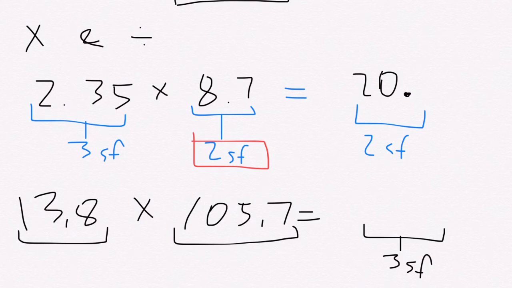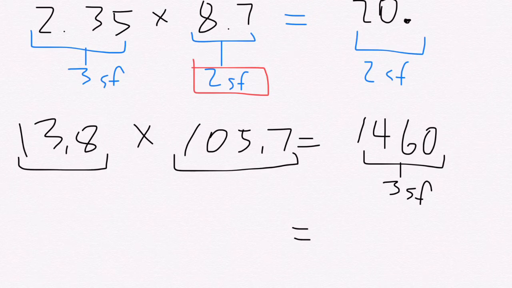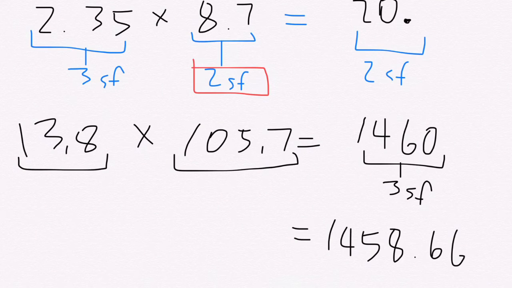Try doing this on your own and see what you get. So what you should have got is 1,458.66, because that's the exact answer. But what you have to look at is you're rounding again. So you look there, that's greater than 5, so you round up and it becomes 1,460.